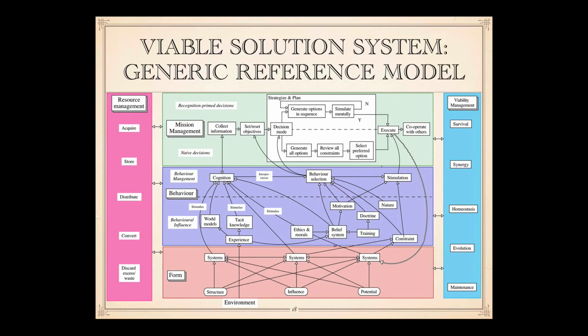There indeed is a generic reference model for a viable solution system. And you can see the things I've been mentioning in the 5 panels. There's a resource management panel at left, a viability management panel at right, a message management panel at top, a behavior management panel in center, and the form, where all the physical structures are, at the bottom. All 5 panels are active and operational simultaneously.